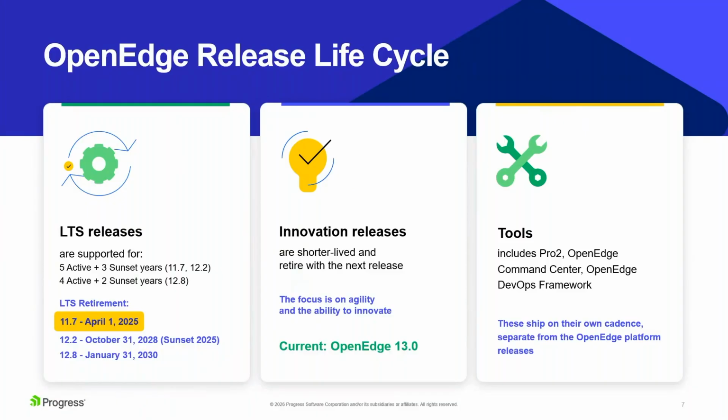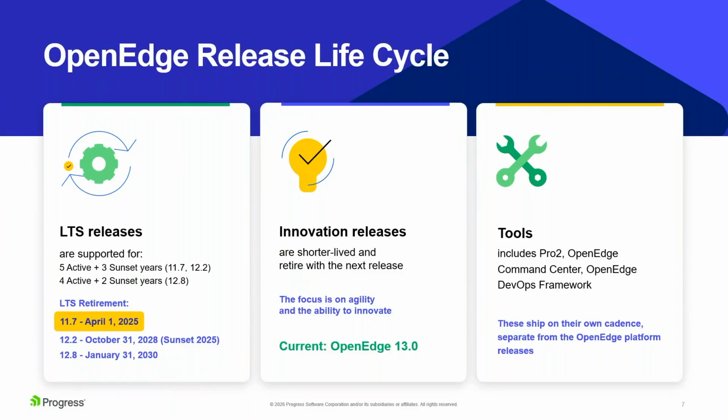The second release model is our innovation releases. Innovation releases are designed to deliver new capabilities more quickly, which allow customers to start taking advantage of innovations such as AI-enabled development features. Innovation releases are shorter-lived and typically retire when the next release becomes available. OpenEdge 13 that we're covering today is our latest innovation release.